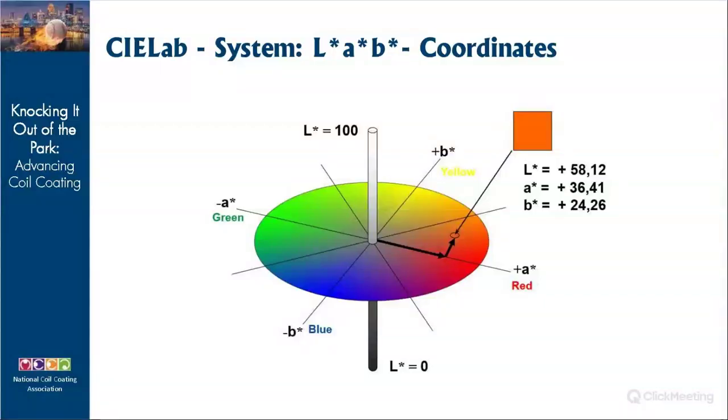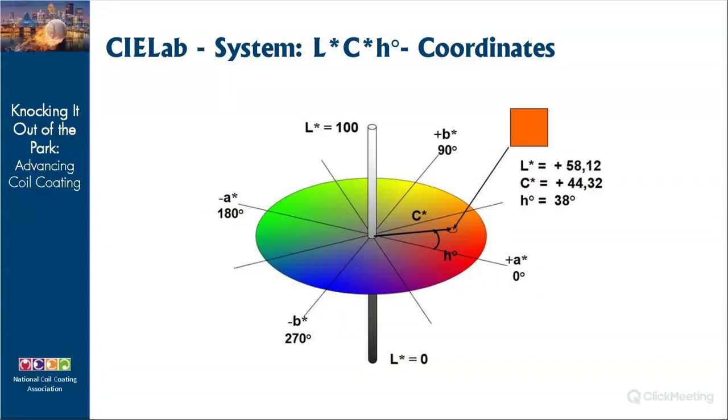Okay, on to color space and color tolerancing. With either Hunter or CIELAB system, you can navigate a couple of different ways. You can use LAB tolerances or attributes. So in this case, you come out, you find your level of lightness, darkness. So in this case, 58.12. Then I come out on my red axis, 36.41. And then in the positive direction for yellow, 24.26. That's where that orange lives in color space.